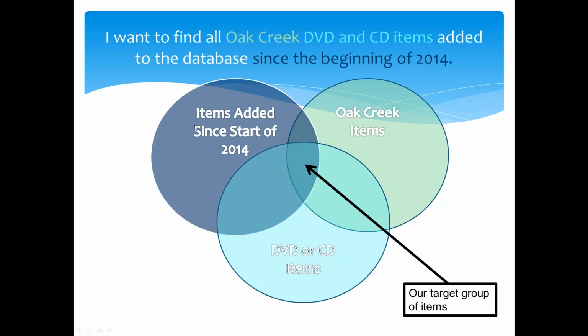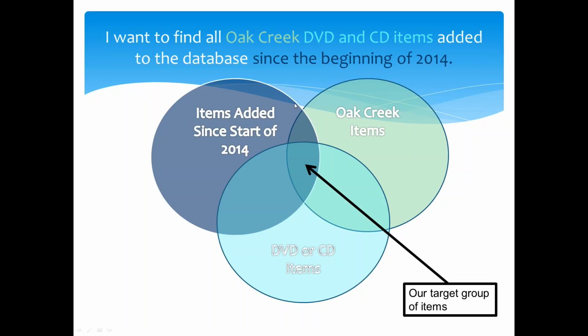Well, in this case, what you can do is break out the fact that you're looking for a certain ownership location, which is Oak Creek. You're looking for a specific format, DVD and CD items, and you've got a time frame that you're also looking at. So you have to take all that information, break it apart, and then join it all together using, in this case, an and statement between those.